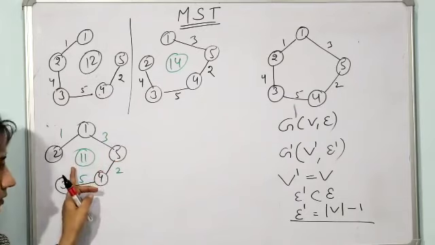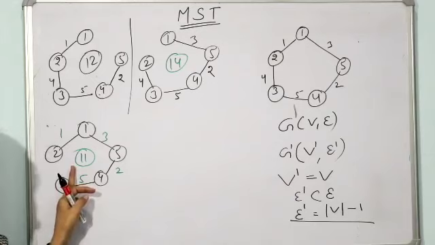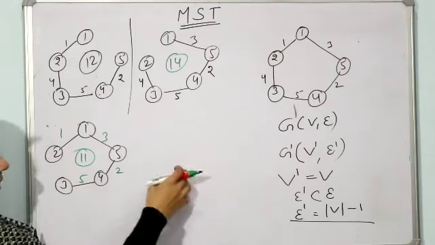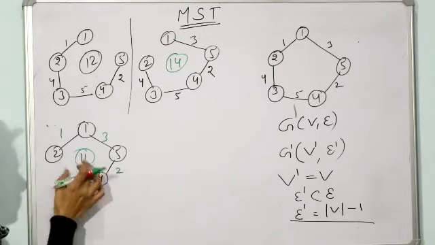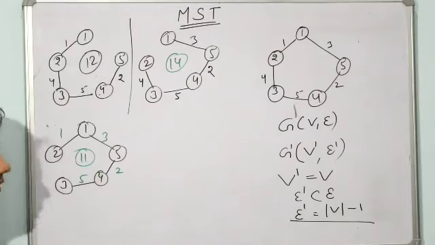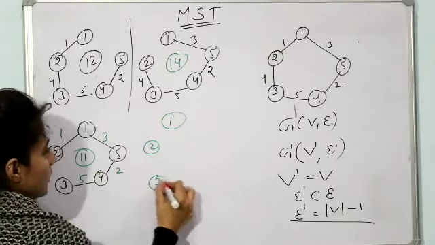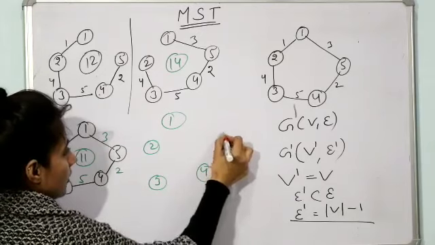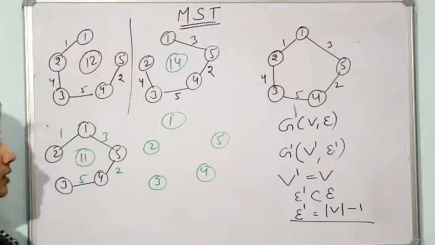I am not saying that this 11 is the minimum spanning tree. Maybe you can construct a spanning tree which has a lower total of edge weights than this 11. So that would be the minimum spanning tree. Let us suppose we construct 1, 2, 3, 4 and 5. Number of edges would be the same. Now how to construct a minimum spanning tree?